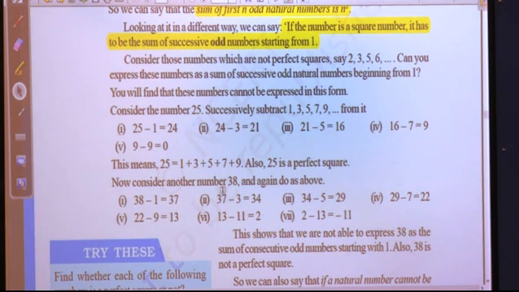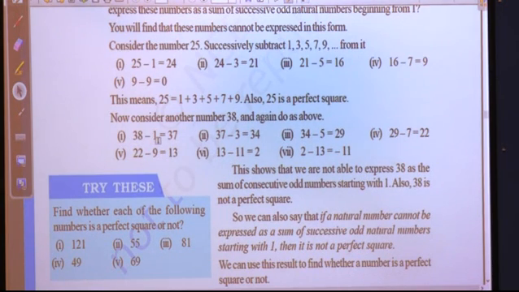Now the next example they have taken: consider another number, 38, and again do as above. 38 minus 1, first odd number, 37. 37 minus 3, second odd number, 34. Then the third, fourth, fifth and sixth odd numbers, we got 2, and then the seventh odd number. 2 minus 13 is equal to minus 11. This shows that we are not able to express 38 as the sum of consecutive odd numbers starting with 1. Also, 38 is not a perfect square.